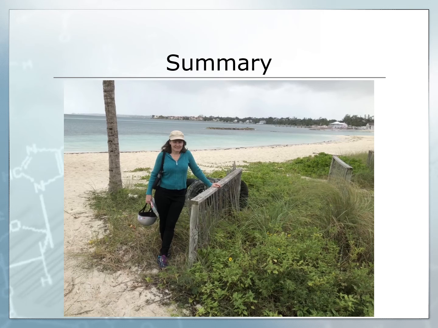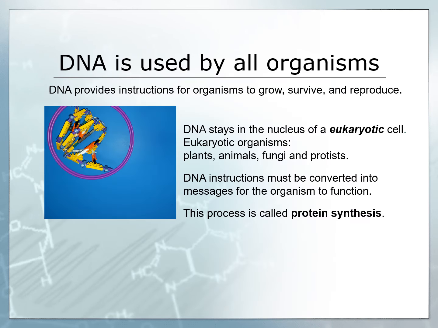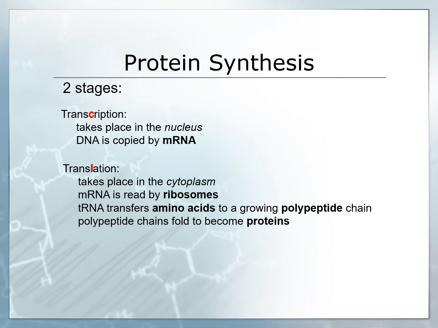Now for a quick summary of what we went over in this video. DNA is used as the instructions for all organisms to complete their functions. DNA is in the nucleus of eukaryotic cells. In order to carry out the instructions, the code must be carried out of the nucleus and into the cytoplasm. This process is called protein synthesis because we are synthesizing proteins. Protein synthesis takes place in two steps: transcription in the nucleus and translation in the cytoplasm.